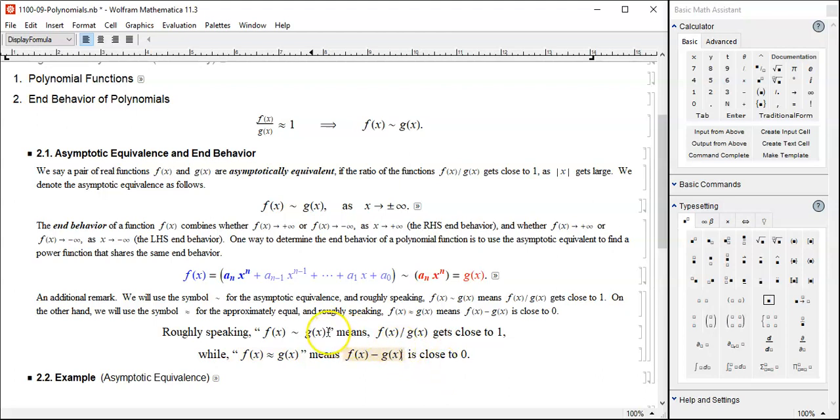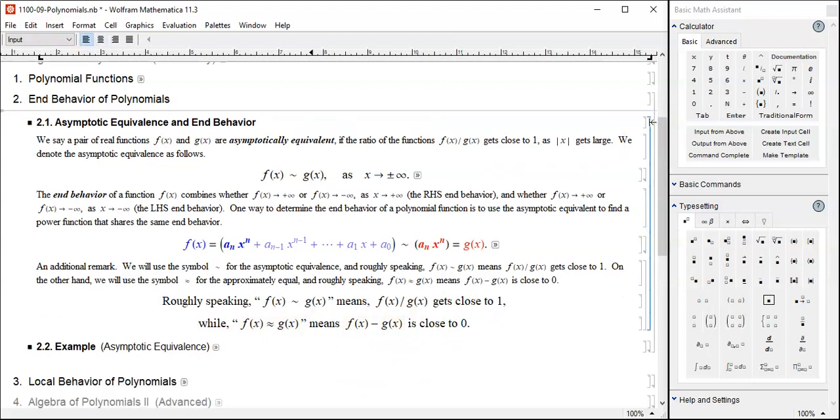Let's go back. f and g are asymptotically equivalent, or later on in section 3, locally equivalent. That means the ratio gets close to 1. Approximately equal means the difference is close to 0. Subtle difference between one and the other.